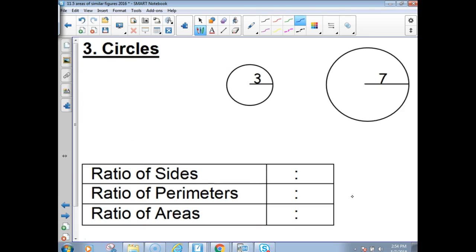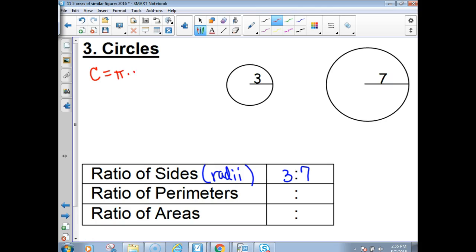We'll see if we get that after the next one. We didn't answer that question yet. Ratio of the sides, which in this case, we're going to compare the radii, is 3 to 7. What is the perimeter of a circle called? The circumference. Okay, circumference is the perimeter of a circle.